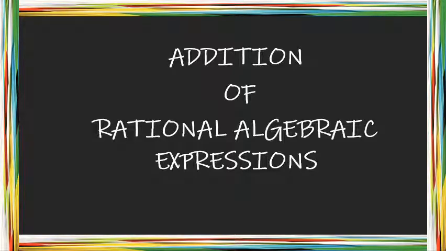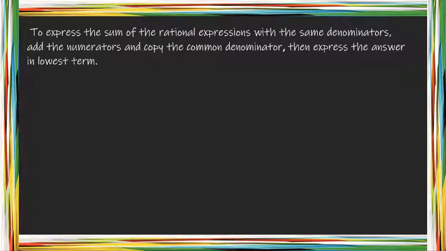Additions of rational algebraic expressions. To express the sum of the rational expressions with the same denominators, add the numerators and copy the common denominator. Then express the answer in lowest term.